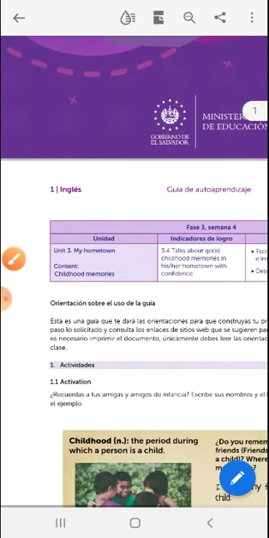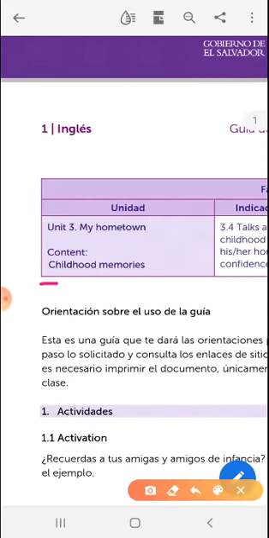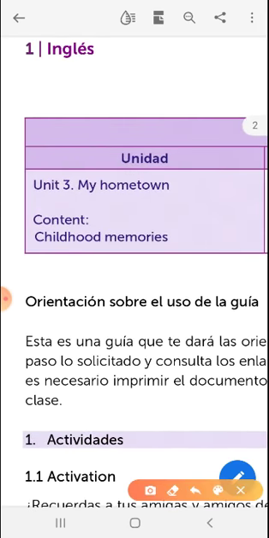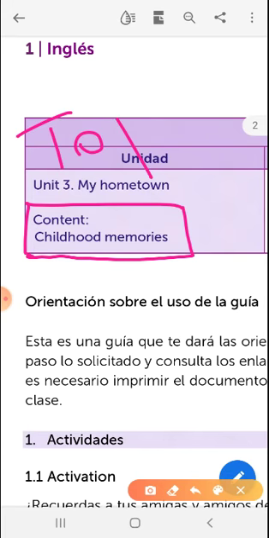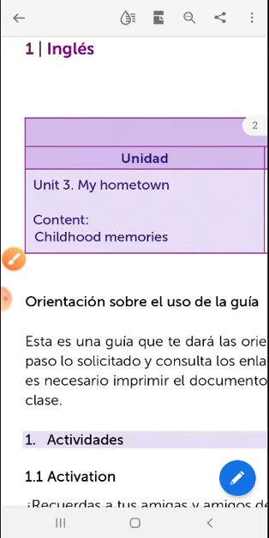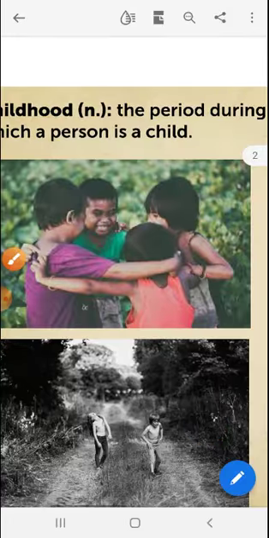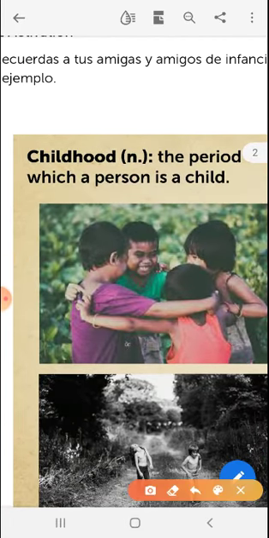The topic that we're studying this week is childhood memories. This is our topic for this week, okay? So we will discuss what we did when we were little kids. We were talking about our childhood, yes?